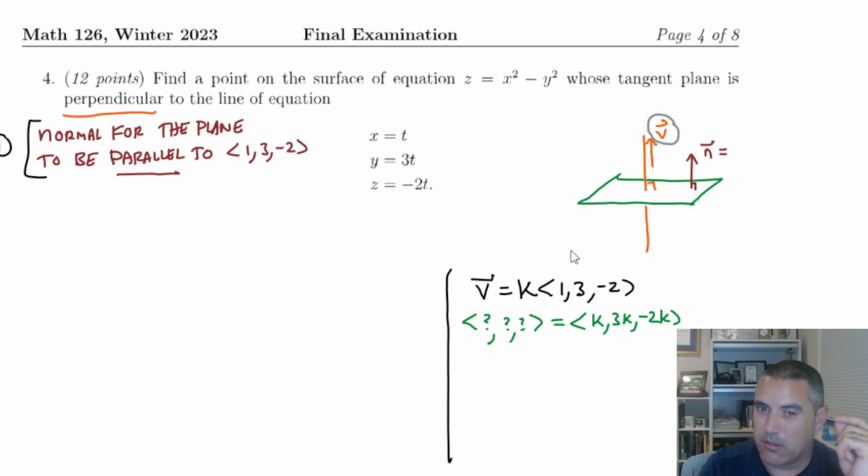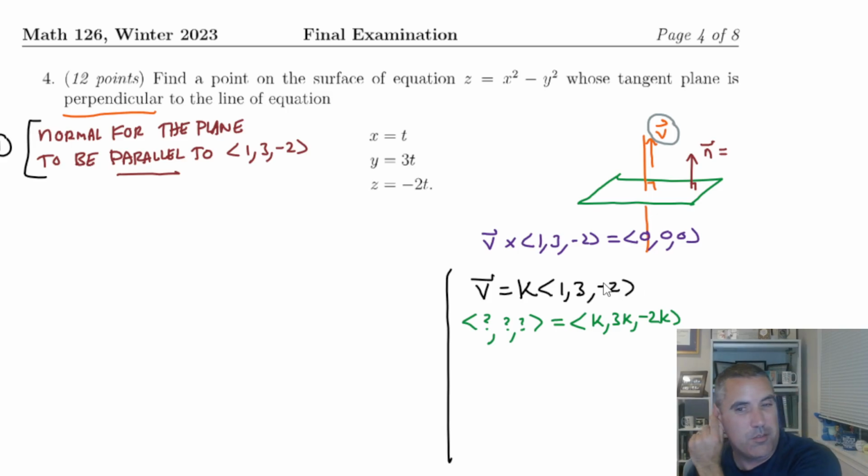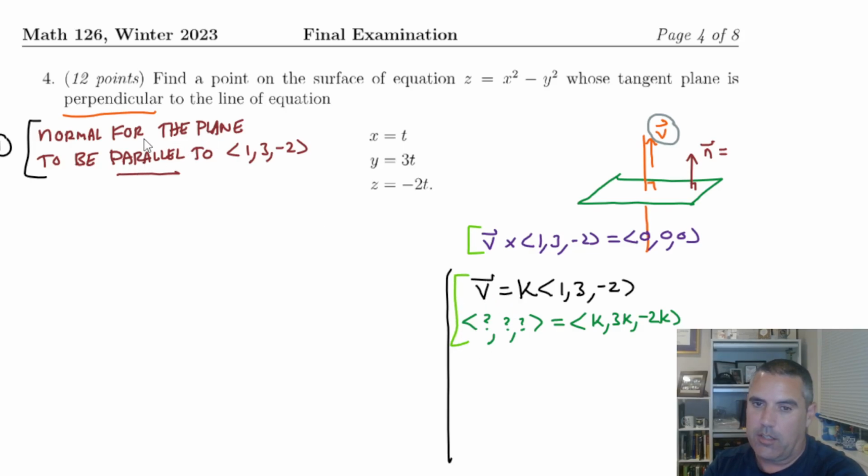You can also take their cross product. So another approach is to do the cross product of v and 1, 3, -2, and figure out when it's equal to 0, 0, 0. Because if two vectors are parallel, their cross product is 0. But I would say that's a less optimal solution. It takes longer. This is a faster solution. Those are two different ways to check if two vectors are parallel.